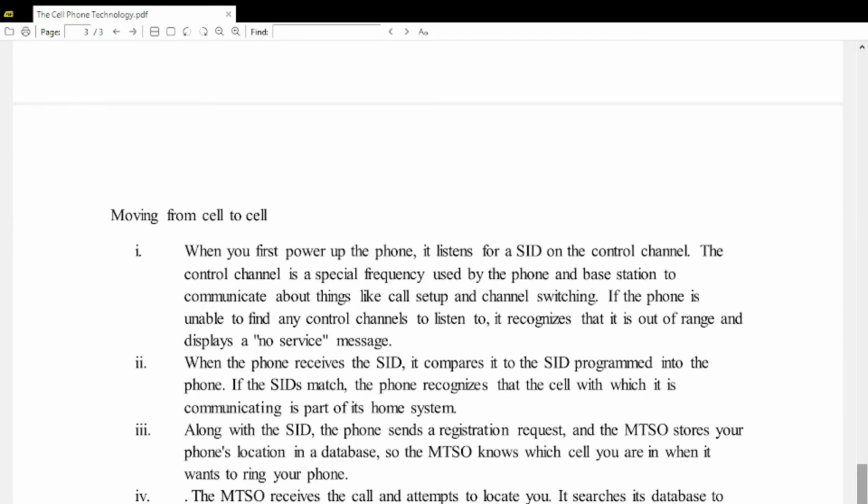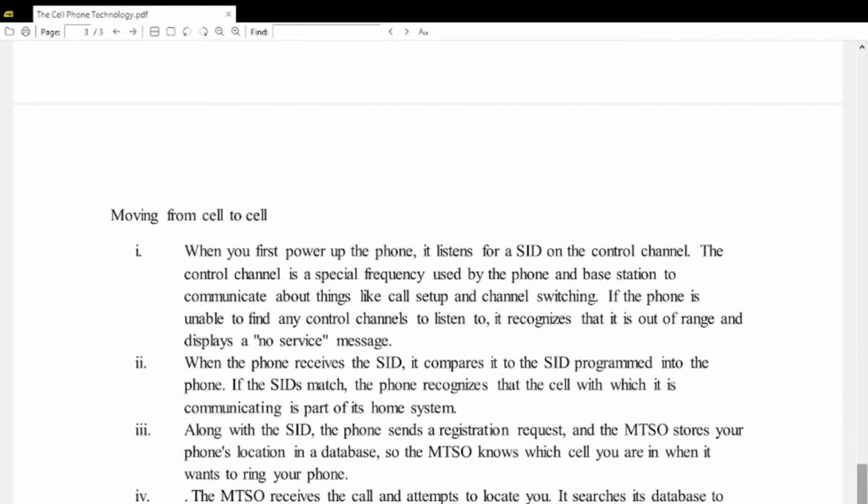The first thing your phone will try to do is to listen for SID. SID is a cellular system identification code on the control channel. The control channel is a special frequency that your phone uses to communicate with the base station. One of the things this control channel does is to communicate and set up the call setup and also do what we call channel switching. So immediately your phone is on, it will look for SID.